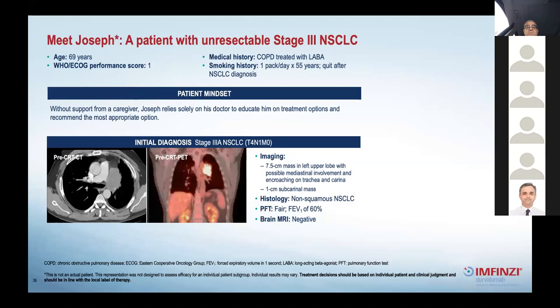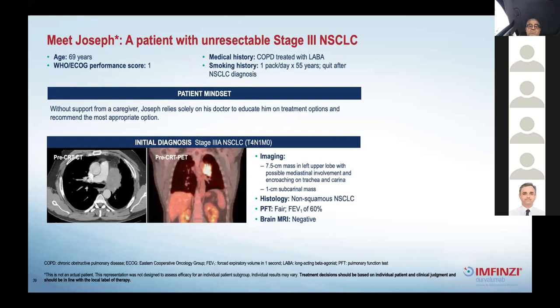As you can see on the imaging, we have a 7.5 centimeter mass in the left upper lobe with possible mediastinal involvement and encroaching on the trachea and carina. 1 centimeter subcarinal mass. The histology was non-squamous non-small cell lung cancer. The PFT fair, and the brain MRI was negative, no metastatic lesions in the brain.